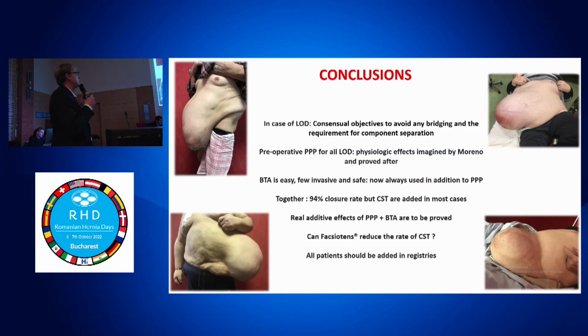My conclusion? In case of loss of domain, there is a consensual objective to avoid any bridging and any component separation. The preoperative pneumoperitoneum for all loss of domain can be what surgeons are doing actually, because there are physiological effects initially imagined by Moreno and proved after. Botox is easy, minimally invasive and safe, so it's always used in addition to PPP, and together 94% of the loss of domain can be closed without component separation. The real additive effect of pneumoperitoneum and Botox is to be proved, and my question is, can fasciotens reduce the rate of component separation? And actually, I think we should add all our patients in the registry or prospective studies.